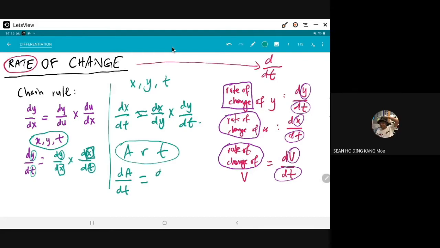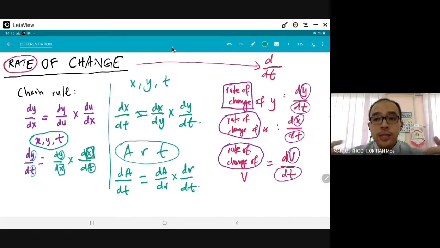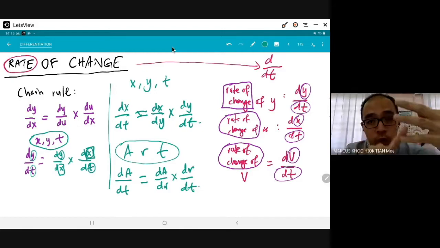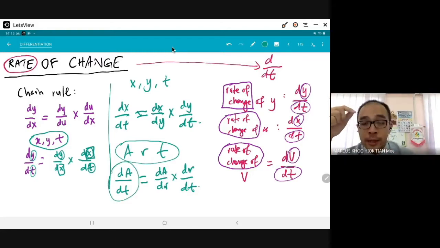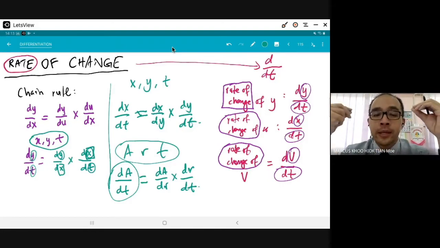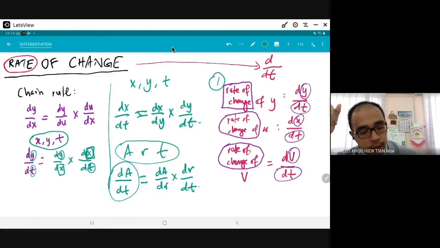dA over dr and then dr over dt, times dr over dt. Okay, so basically like that. You just need to know what are the three letters involved, tiga huruf yang terlibat, and form the chain rule berdasarkan apa yang soalan mahu. Okay, soalan boleh minta apa-apa. Dia boleh minta dA/dt ke, dr/dt ke. So jangan terkongkong dengan satu cara. Just know how to form the chain rule.